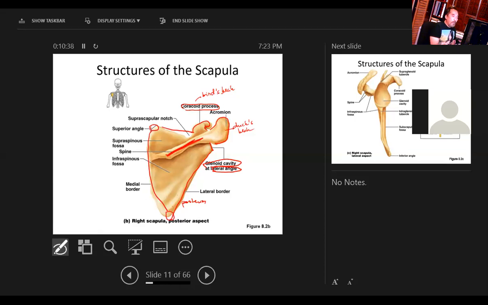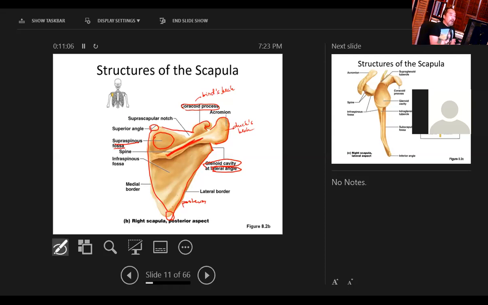Now, the fossa that is located here, which is above the spine, I'm going to call supraspinous fossa, meaning the fossa above the spine. So again, the name in anatomy is just the description of the location, okay? We don't make up names in anatomy. It just describes where it is. It is above the spine, so I'm going to call it supraspinous fossa.